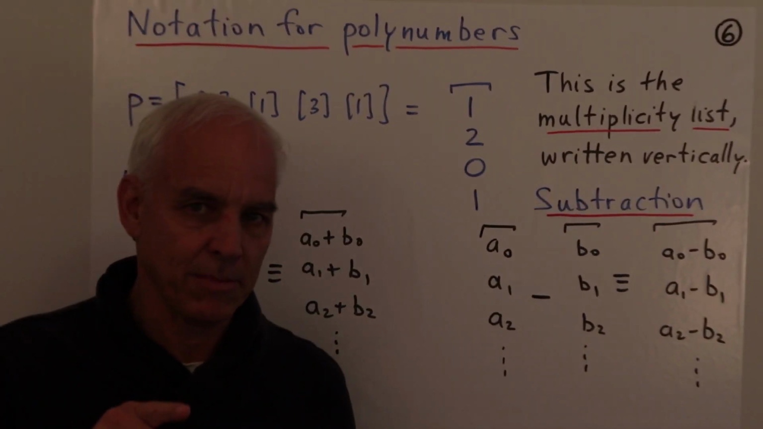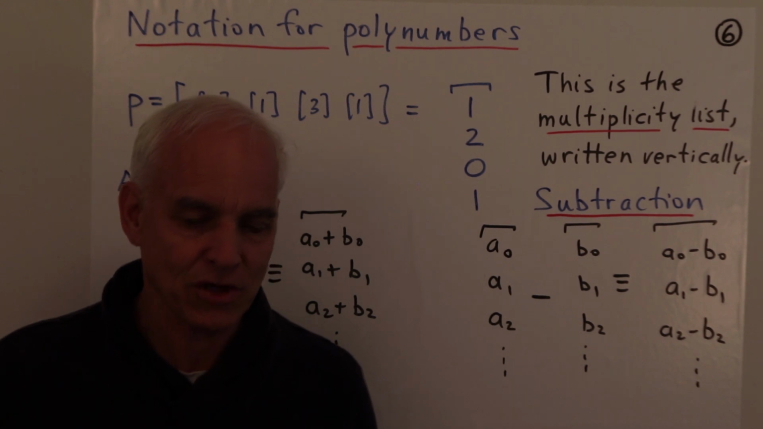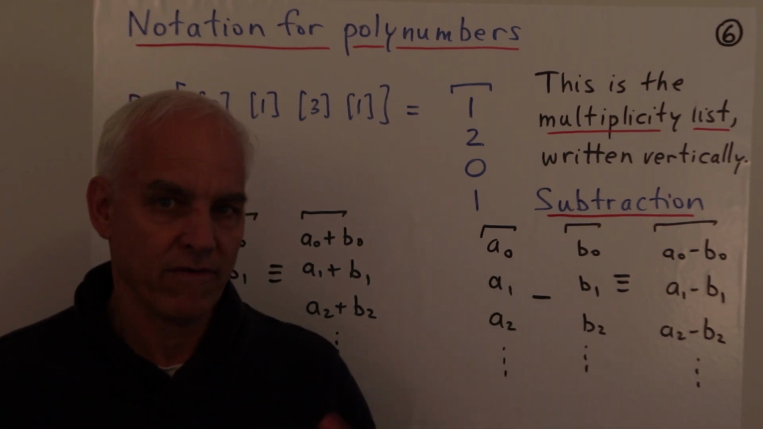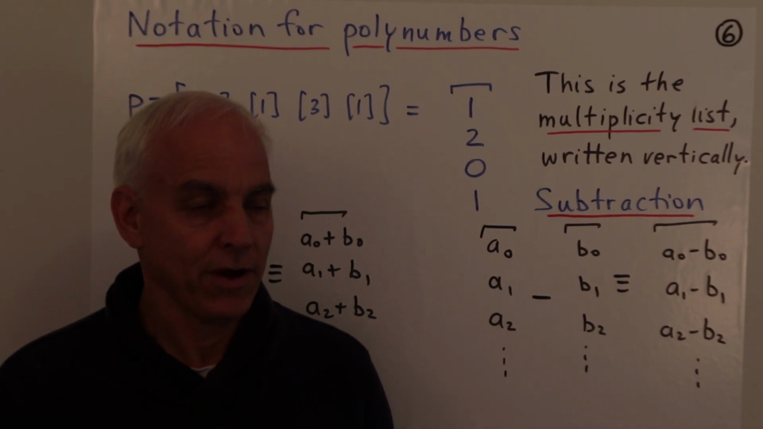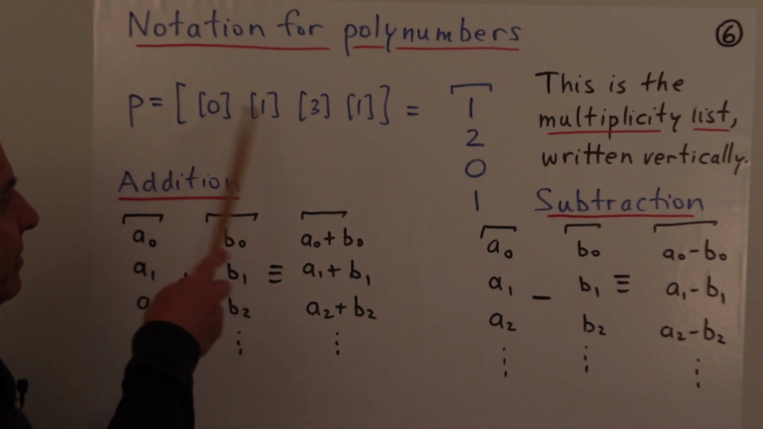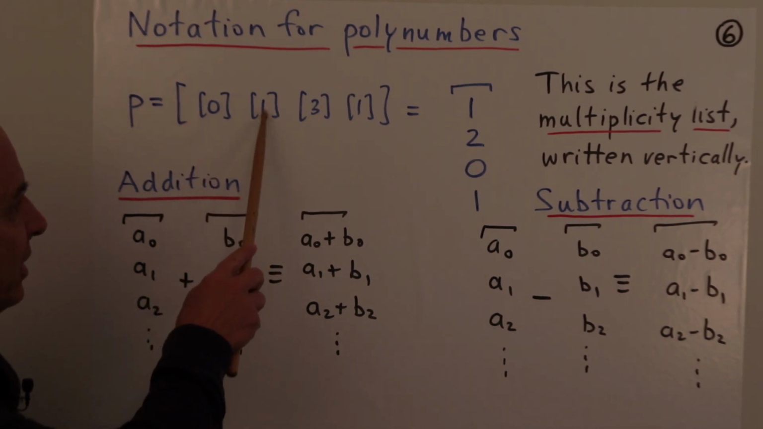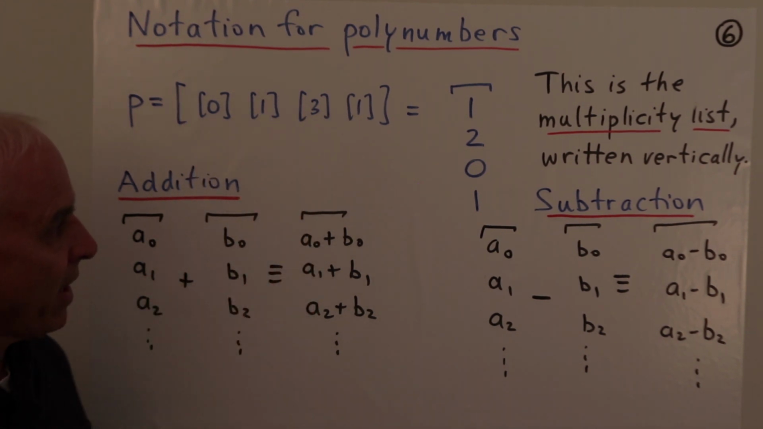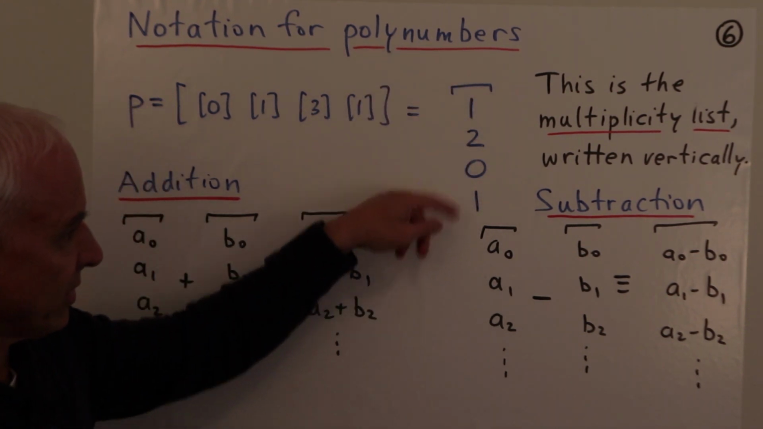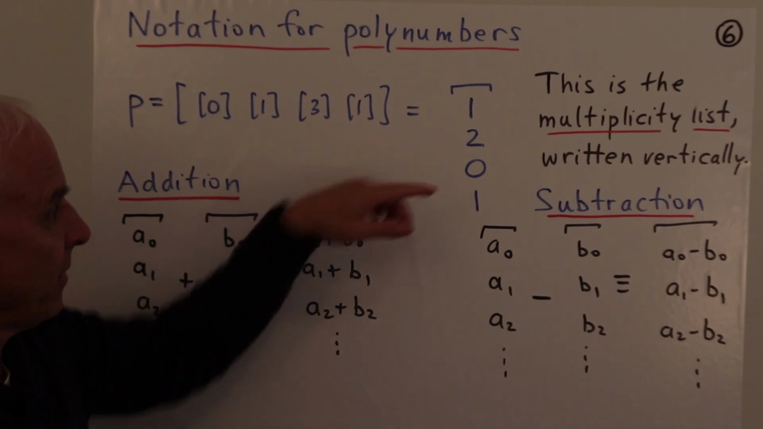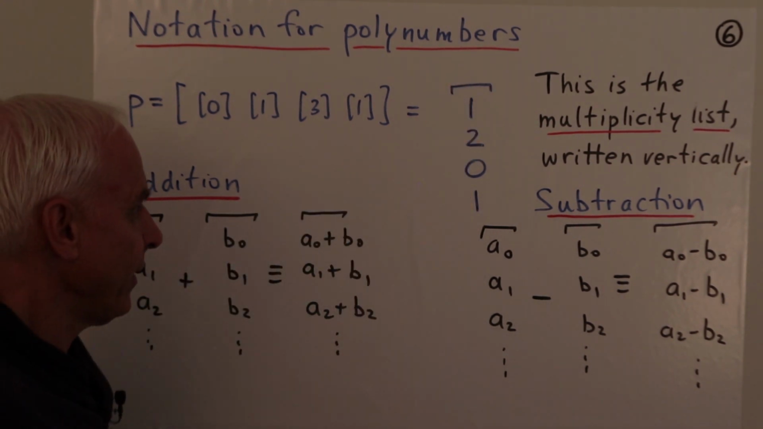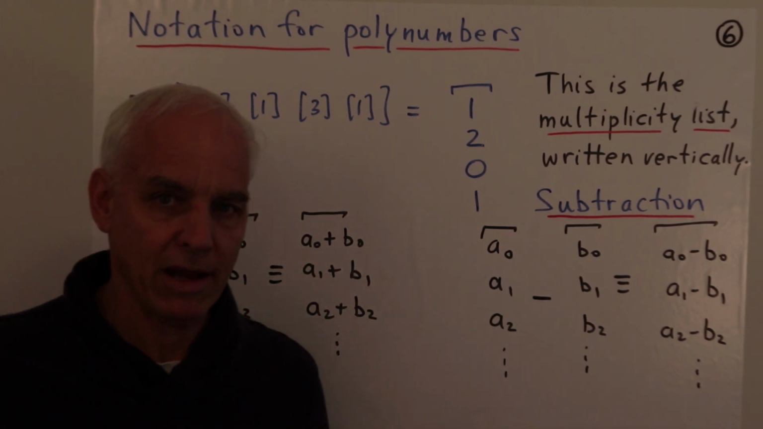Now I want to introduce some nice convenient notation for polynumbers that distinguishes them a little bit from vectors or vexels. So we want to write things vertically. So here is a polynumber. It's a vexel: singleton 0, singleton 1, singleton 3, singleton 1. And here's the multiplicity list for it. But it's now written vertically, starting from the top down. Notice this little bracket here.